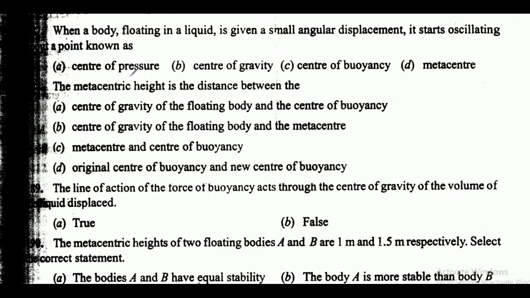Next is when a body floating in a liquid is given a small angular displacement, it starts oscillating about a point known as, here friends, these are the options, and here correct answer is option D, that is metacenter. Next is the metacentric height is the distance between the, here friends, these are the options, and here correct answer is option B, that is center of gravity of the floating body and the metacenter. The same metacentric height is the distance between the center of gravity of the floating body and the metacenter.